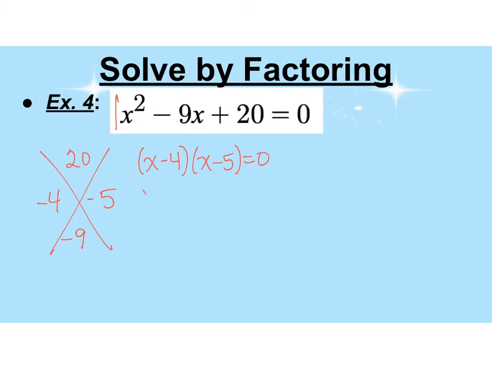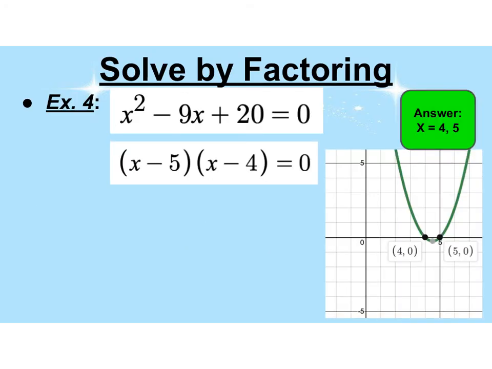So I'm going to set each factor equal to 0 and solve. So I get x equals 4 and x equals 5. And maybe you've noticed that the x-intercept, which is my answer, is the opposite of my factor. My x-intercept is the opposite of my factor. So my answers here are 4 and 5. I can check with the graph. I graph it, and I do see it goes through 4 and 5.